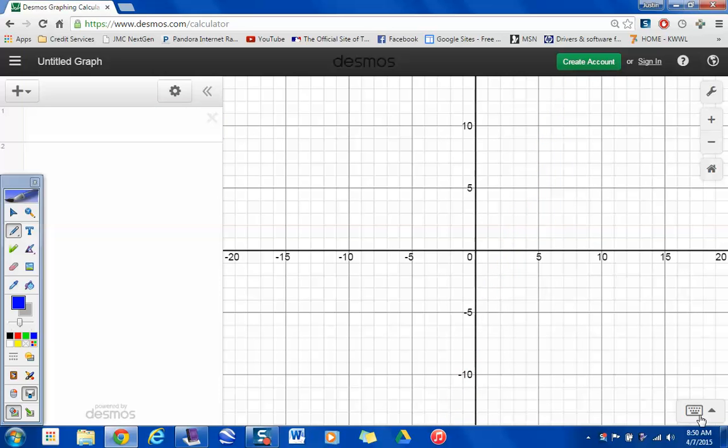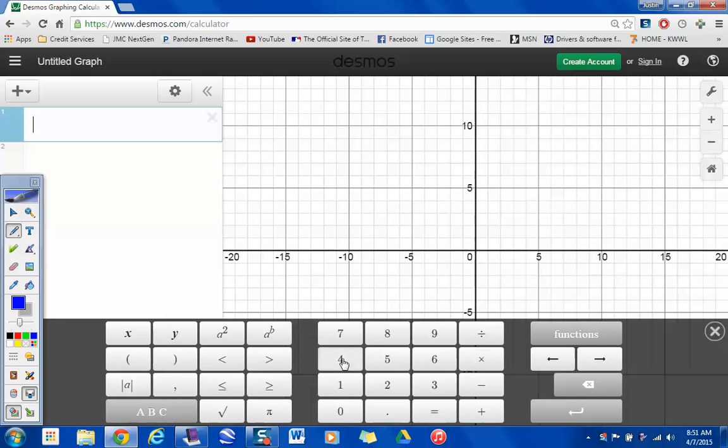4x plus 3y equals 9. Okay, so let me type that in. 4x plus... no, 3y. Equals?